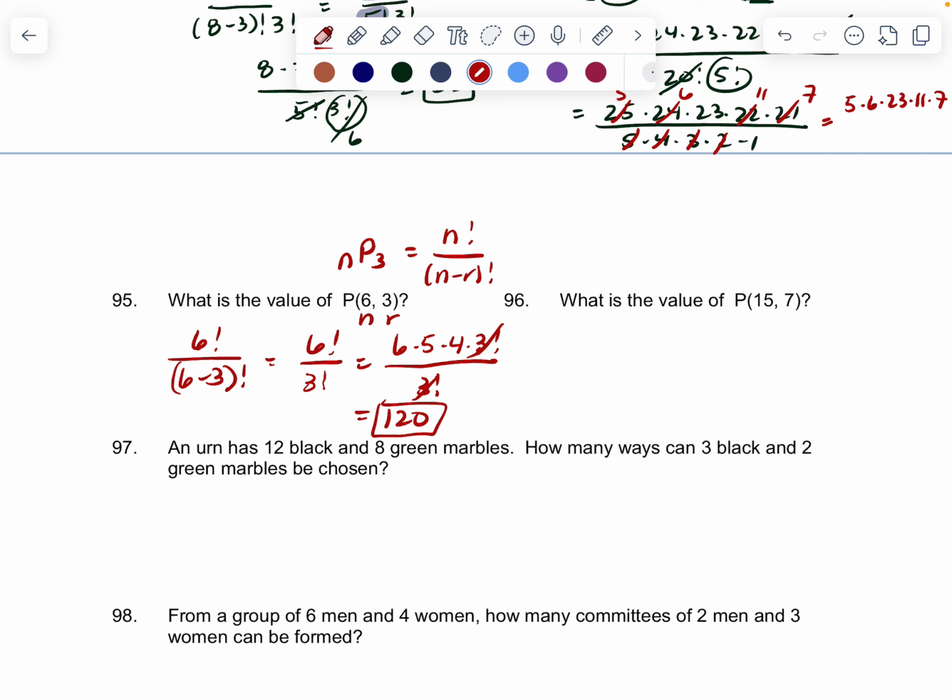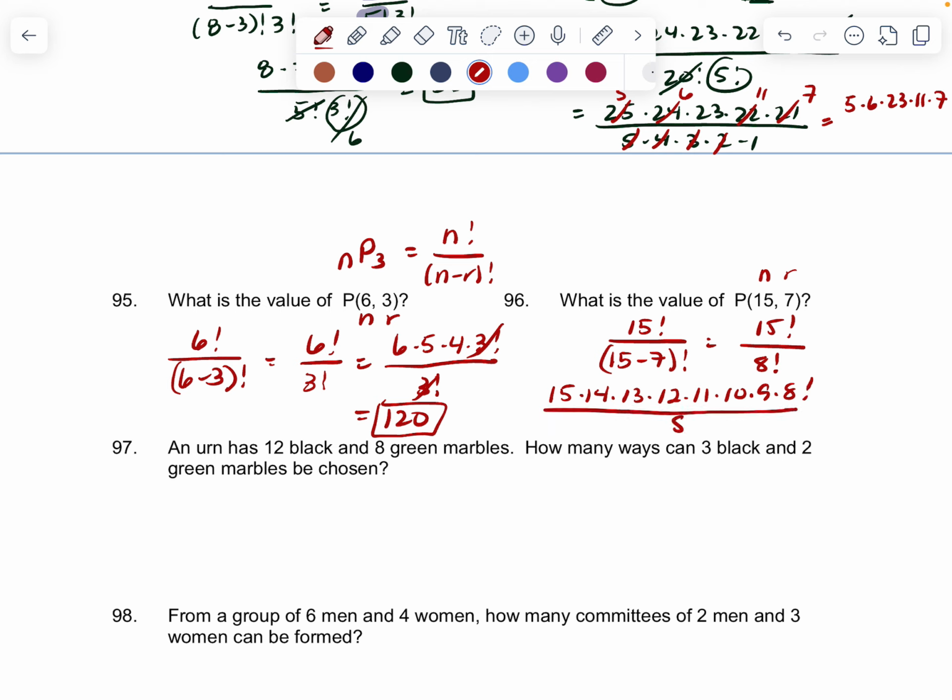Okay, same thing with this one. Here's your n, here's your r. So this is 15 factorial over 15 minus 7 factorial. So that's 15 factorial over 8 factorial. Breaking that down, I have 15 times 14 times 13 times 12 times 11 times 10 times 9 times 8 factorial, all over 8 factorial.